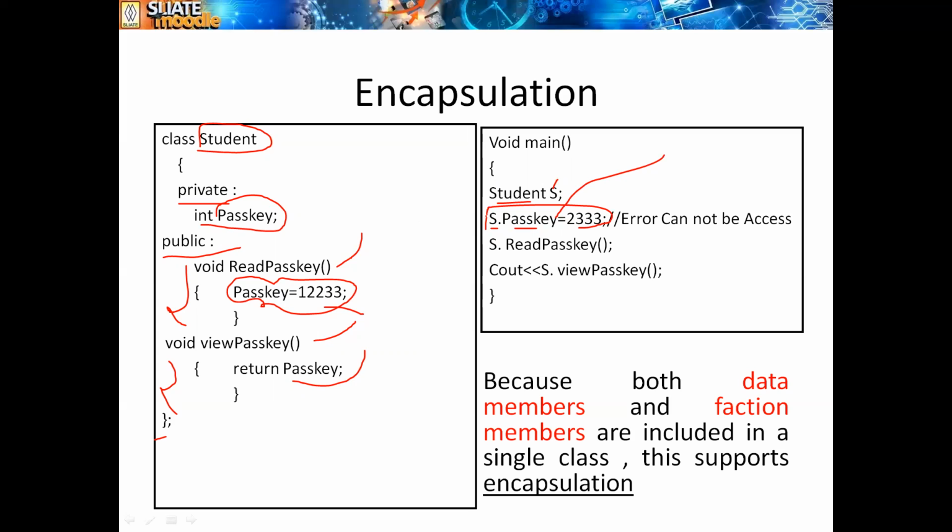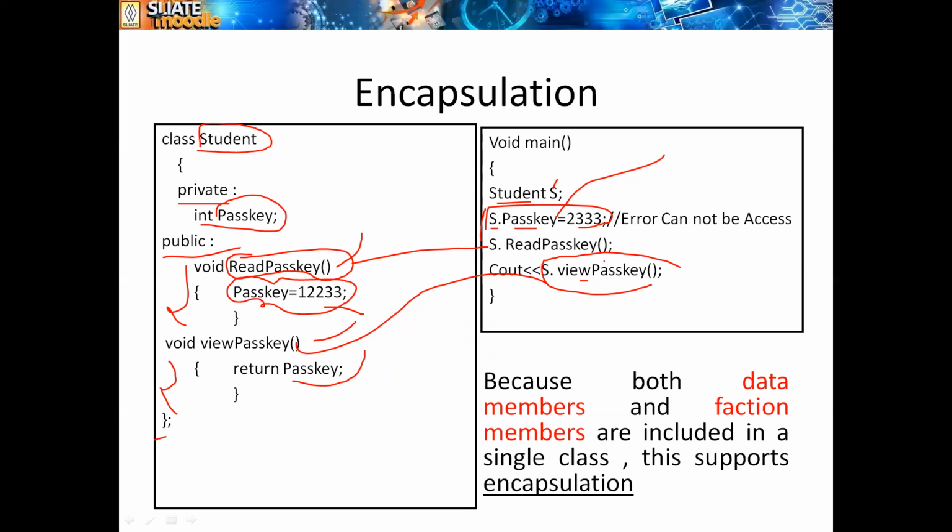This means we need to do it this way: s dot read password key, calling this method. This method is no problem because it is a public method, so we can call it on the object. And this view password key method is also public, so we can call it on the object. These two are public methods, so we can call them.